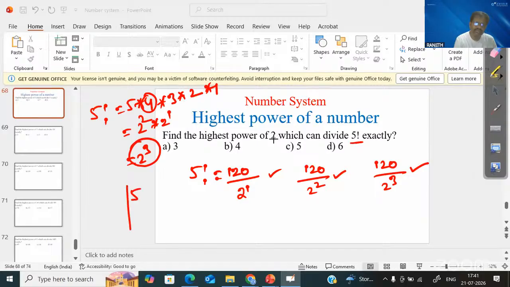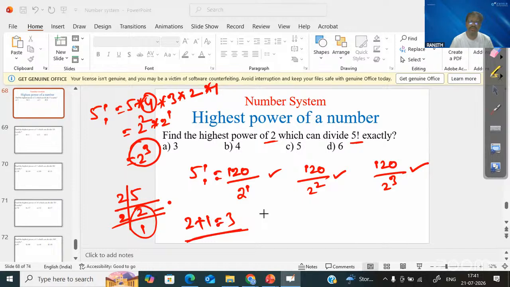5 we need to divide by 2. So how many times? 2 2s are 4. So the remainder we need to neglect. We need to take only the quotient. Again 2 is divided by 2, one time. So we need to take the sum. 2 plus 1 will be equal to 3. Sum equal to 3.